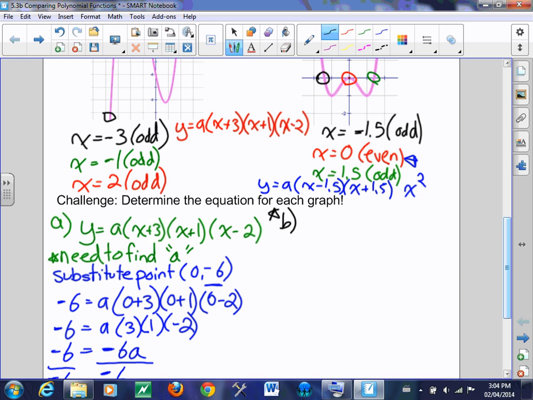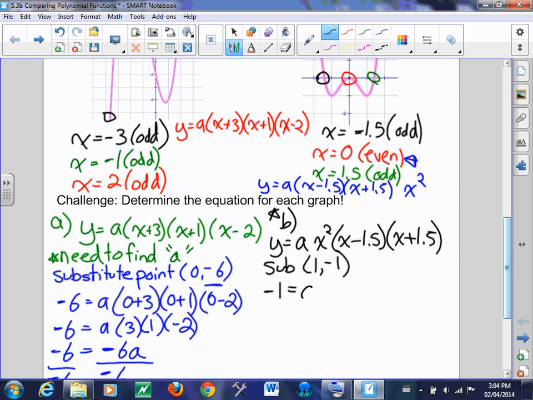So I'll star it. I had mentioned earlier that when we take a look at this, we've got to find a. I'm going to bring the x squared term out front. Then we have x minus 1.5 times x plus 1.5. Okay, so what we need to do is find a. So we're going to sub in a point. And let's use sub point 1, negative 1 in. So negative 1 equals a times 1 squared times 1 minus 1.5 times 1 plus 1.5.